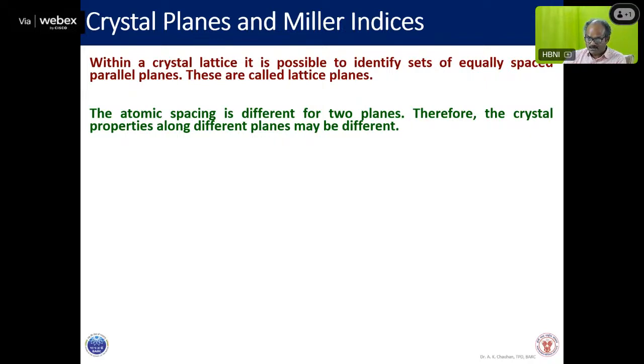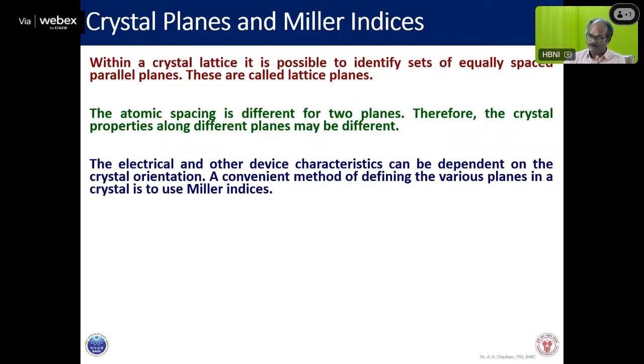Atomic spacing is different for different planes, though there are infinite planes. I'm not talking about coplanar planes, meaning planes which are parallel to each other. Even in such a case there will be infinite planes. Between any two planes there will be a gap. That gap is called the interplanar spacing. So the crystal properties along different planes may be different.